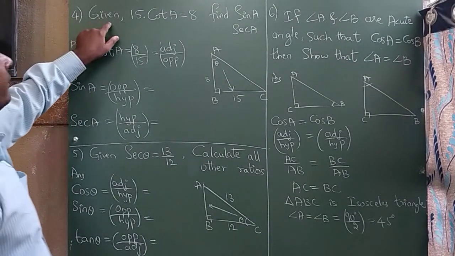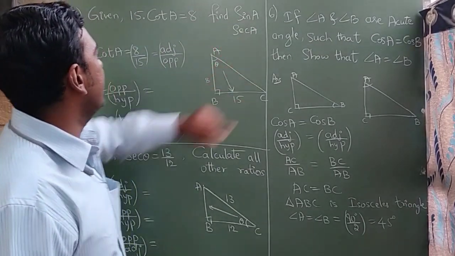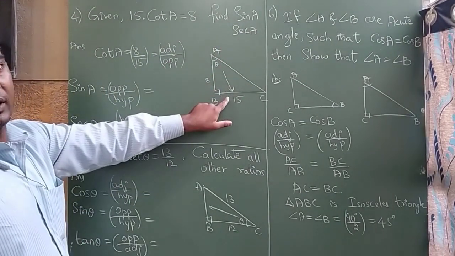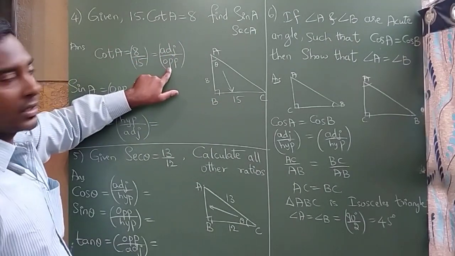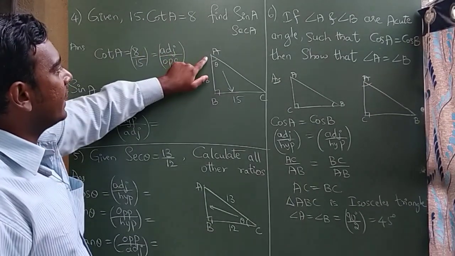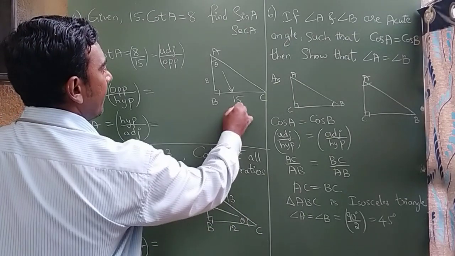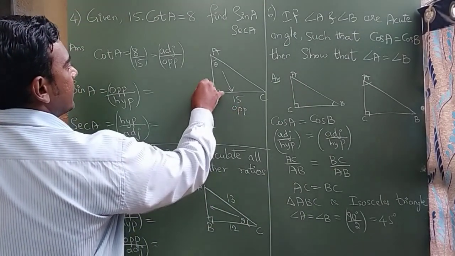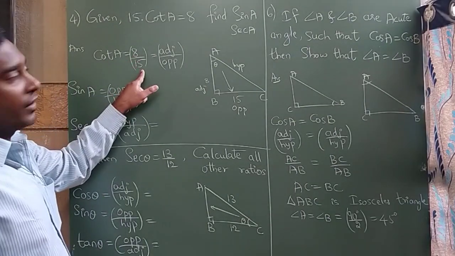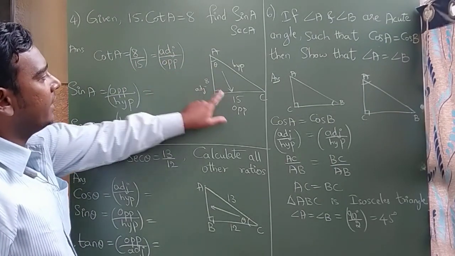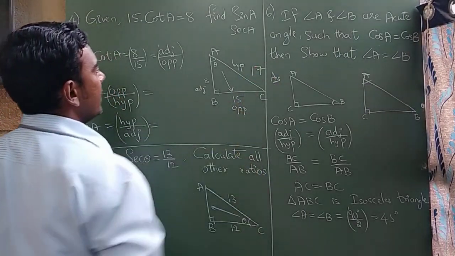Now the fourth question: given 15 cot A is equal to 8, find sin A and sec A. So I have drawn a right angle triangle. Cot A means what? Adjacent upon opposite. Since the angle is at A, theta will be at A. So this is the opposite side, this is adjacent and this is hypotenuse. So cot A means 8 upon 15. Here 8 and here 15. As per the Pythagorean triplets I have told you, this will become 17.